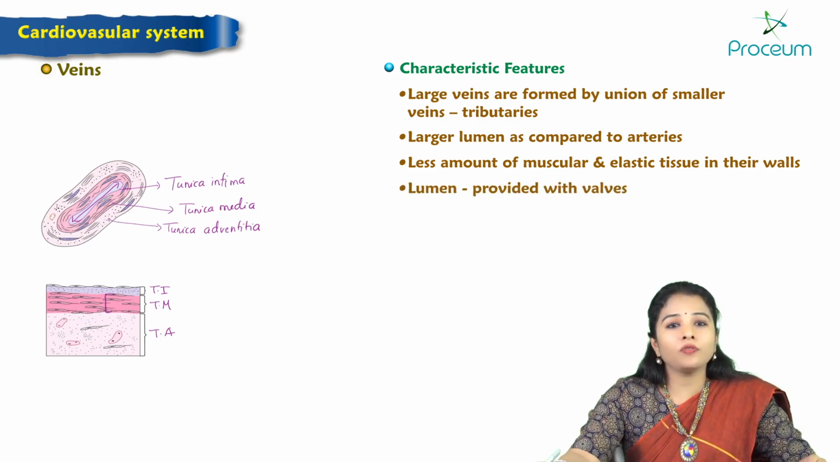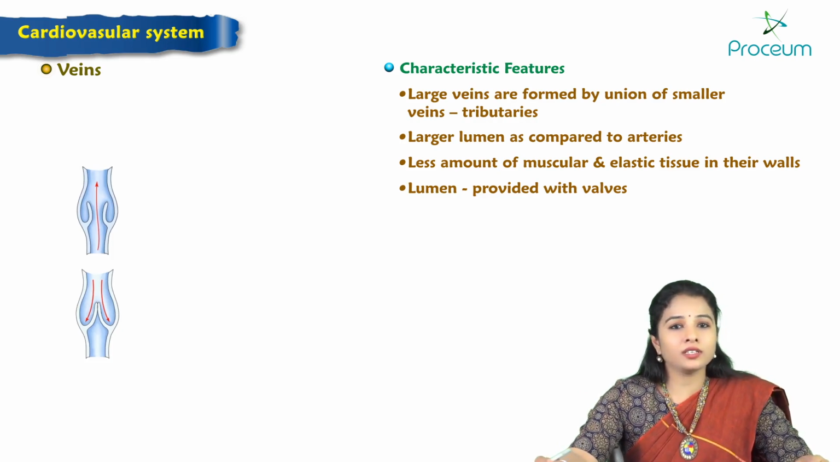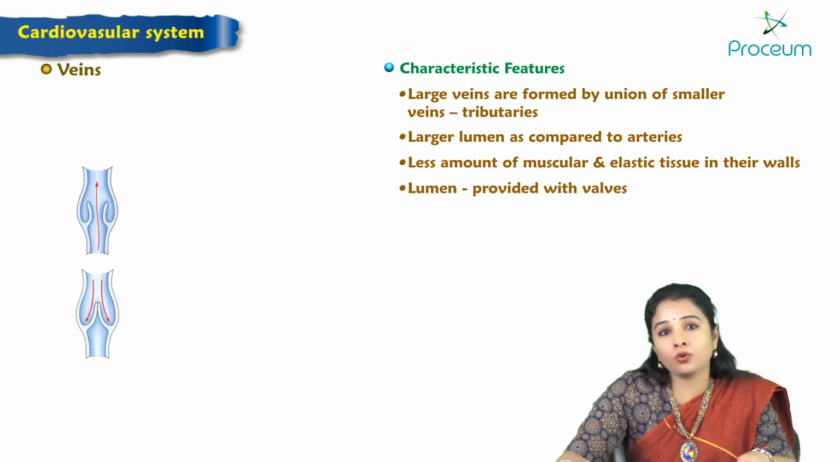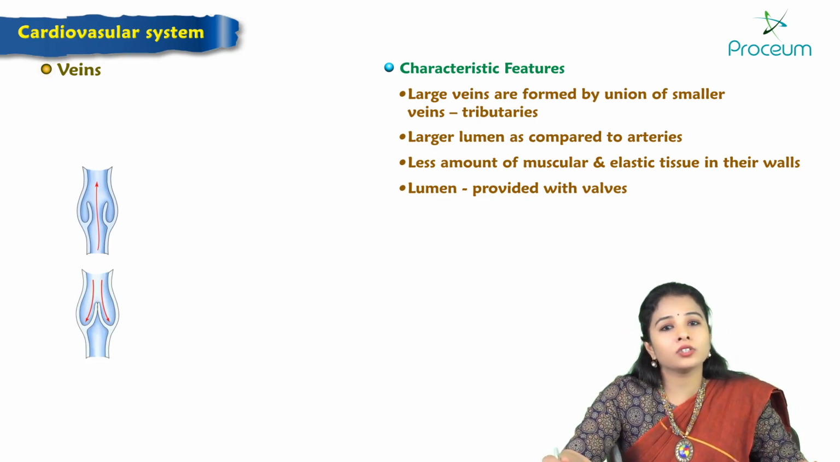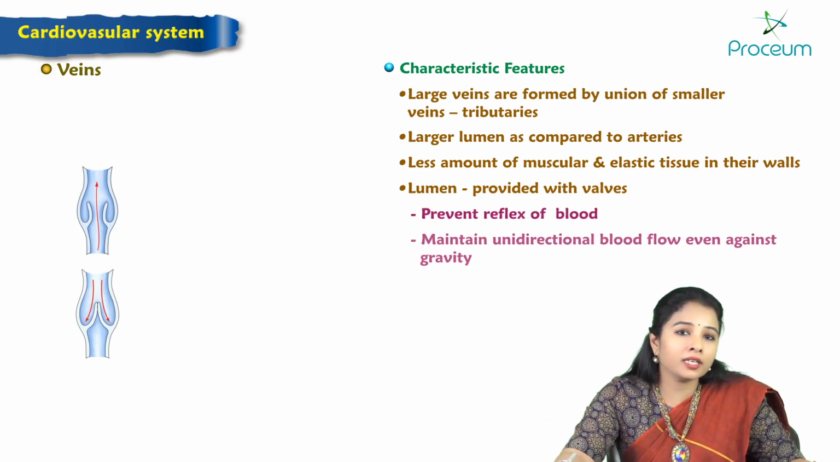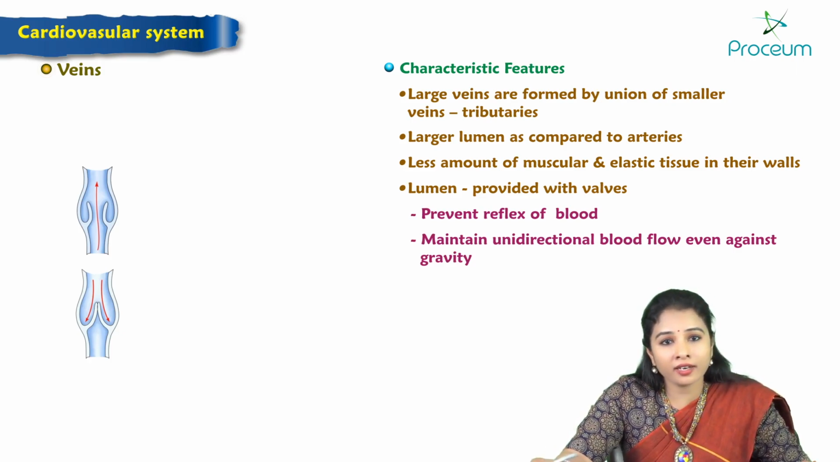Their lumen is often provided with valves. So we see valves inside the veins, whereas the arteries are devoid of valves. There are no valves in the arteries. So their lumen is often provided with valves which prevent the reflux of blood and thus maintain unidirectional flow of blood even against gravity.